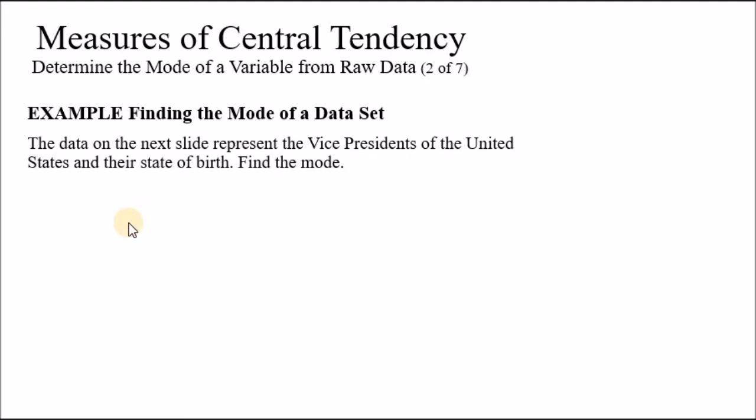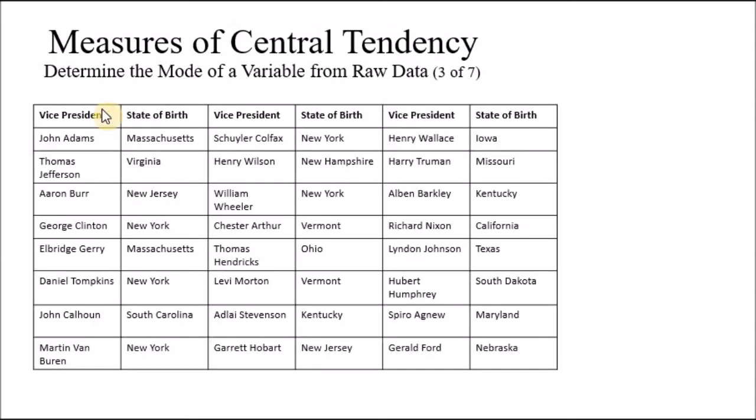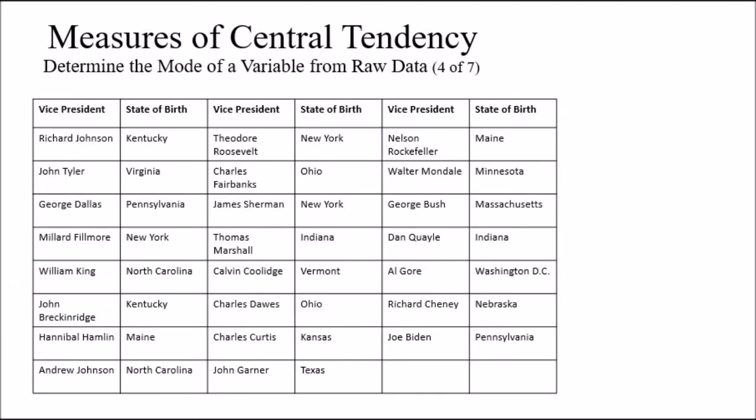Here's an example to show you how to determine the mode of the data. The data on the next slide represents the Vice Presidents of the United States and their state of birth, and we want to find the mode. Here are the vice presidents and their state of birth, and the data continues.